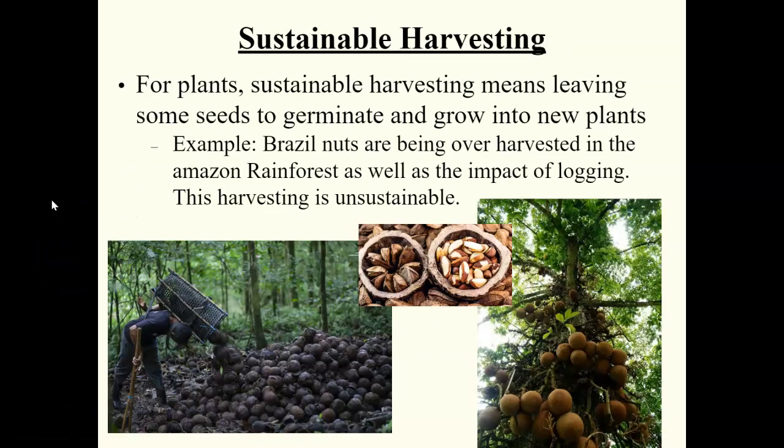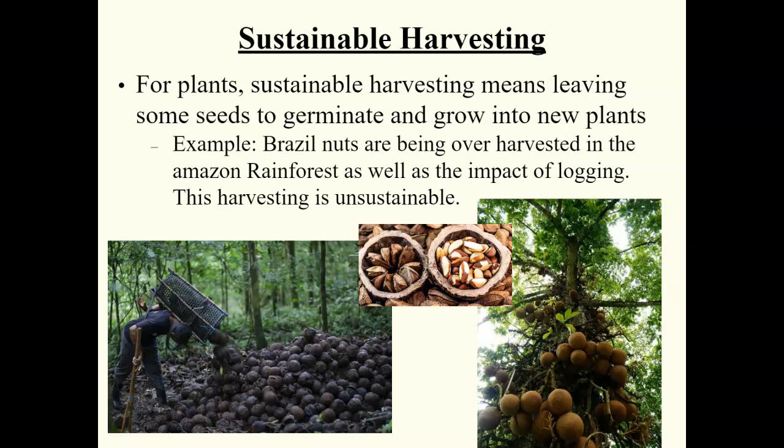Sustainable harvesting is also an issue. For plants, we need to make sure we leave enough seeds when we harvest the seeds of these plants to grow into new plants, right? We cannot harvest at a rate where we're taking more than nature can replace. Because at that point, we're not doing sustainable harvesting.